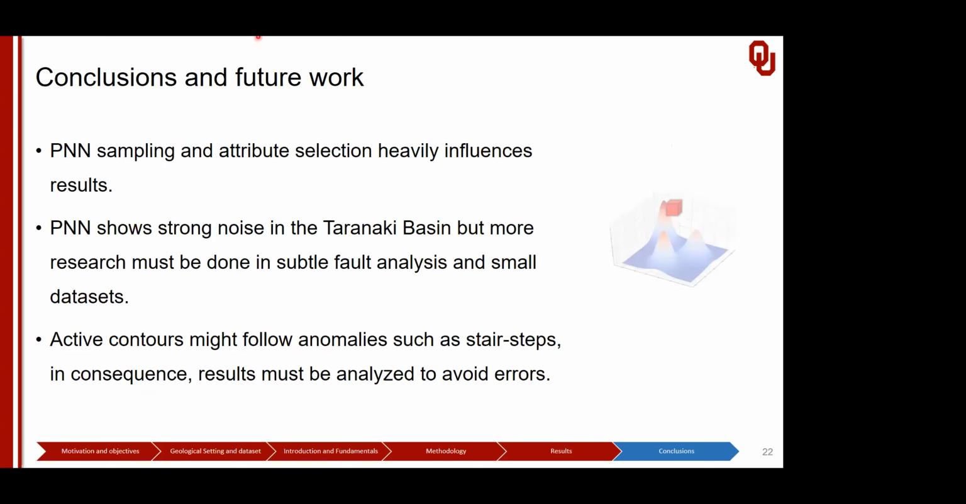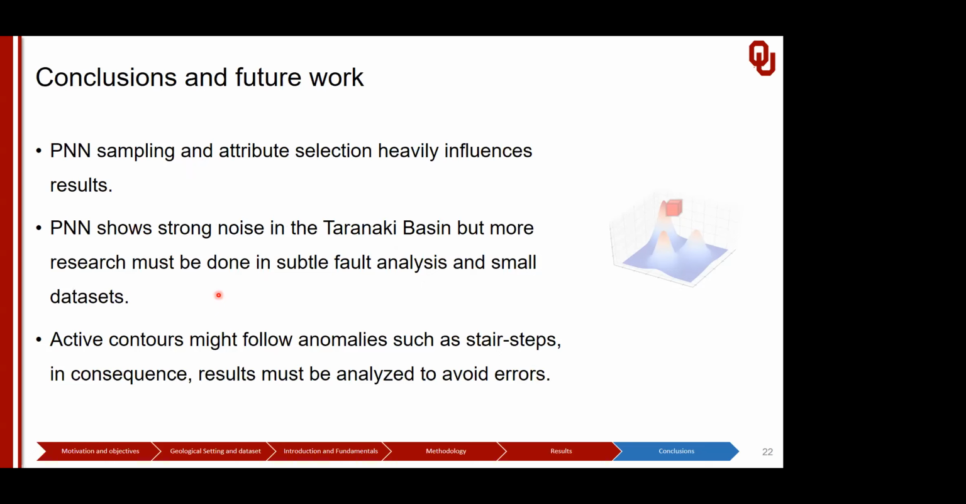PNN sampling and attribute selection heavily influence the results. Well, this is a conclusion for the PNN workflow. Sampling and attribute selection heavily influence the results: if the interpreter is not selecting the correct set of attributes, or maybe selects an incorrect training, then the results will be poor. The PNN also shows a strong noise in the Taranaki basin, but more research must be done in subtle fault analysis and small data sets.